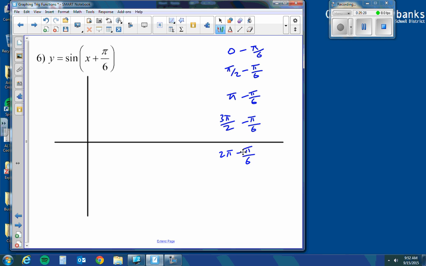I'll do the easier ones first. 0 minus pi over 6 is just negative pi over 6. And that's kind of obvious that you'd be starting at negative pi over 6, but it's good to write it down. 1 minus 6 is 5/6. There's that one. 2 is 12/6. So 12/6 minus 6 is 11 pi over 6.